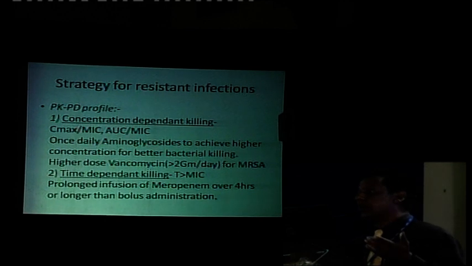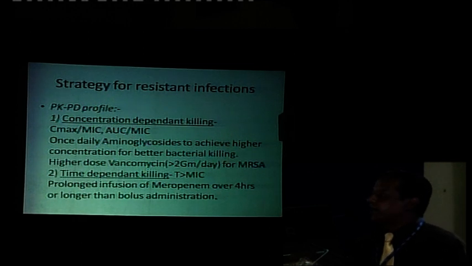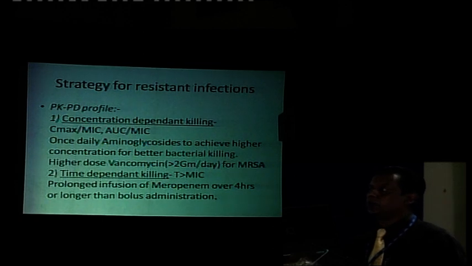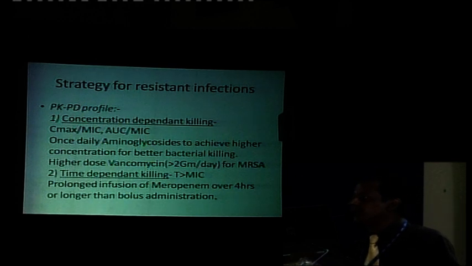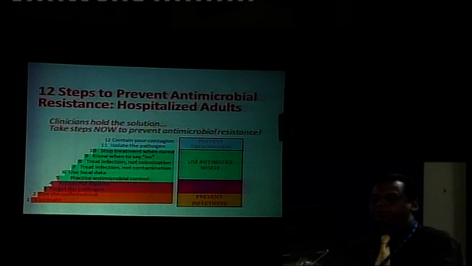Sometimes to tackle resistant infections, there are strategies wherein you can utilize the pharmacokinetic or pharmacodynamic profile of an antibiotic, like a single dose aminoglycoside given once a day has been used to take care of drug-resistant infections. Now with carbapenems, a prolonged infusion is also being used. Rather than giving a bolus, use it for 4 hours, like meropenem given over 4 hours has been found to be useful against some resistant infections.